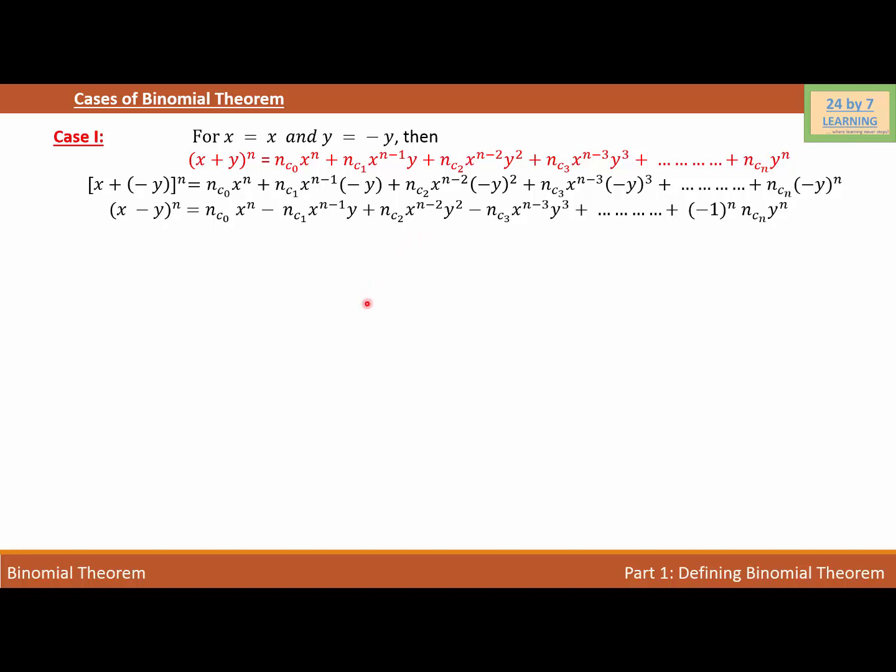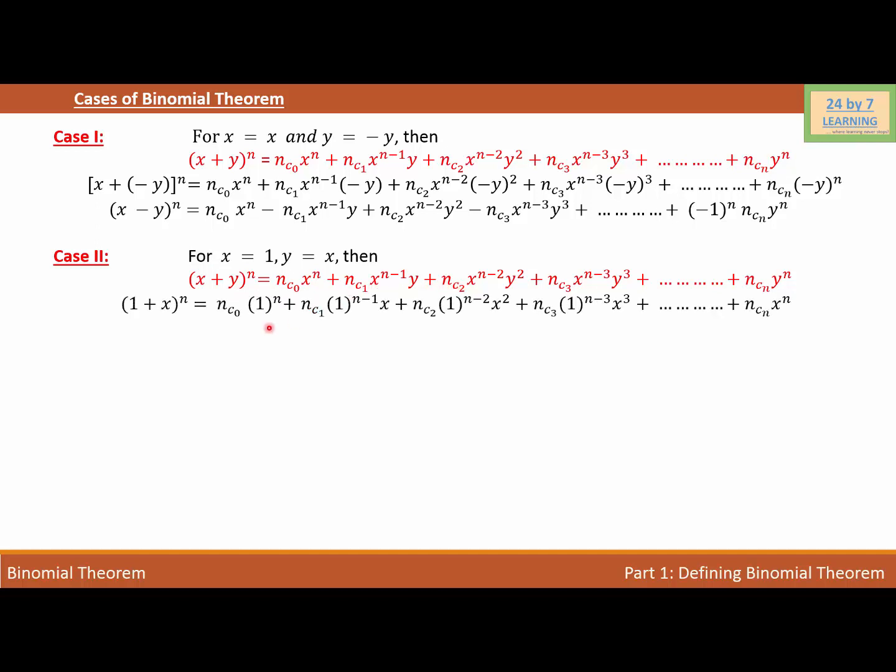Now let's consider case 2. Case 2 is for x equals 1 and y equals x. What we are going to do now is substitute the value of x as 1 and y as x. We will substitute the values in the actual binomial expression, which is this expression, and we will get (1 + x)^n is equal to nC0 1^n + nC1 1^(n-1) x + nC2 1^(n-2) x^2, keeps going, plus our last term is nCn x^n.